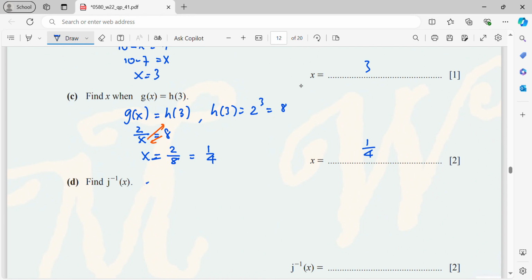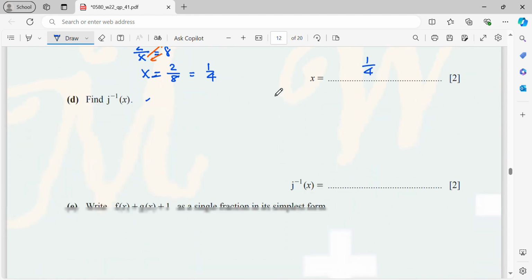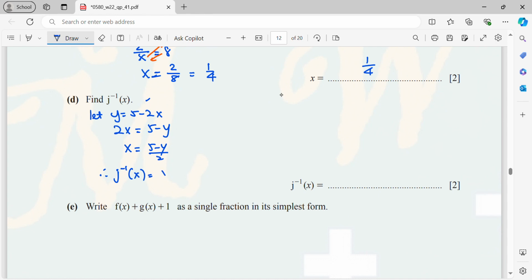Now D, find the G inverse. So, J inverse. Your J is 5 minus 2x. So I will let y equals 5 minus 2x, and now get x as the subject. The minus 2x moves to the left side and becomes positive 2x, and the y moves to the right side, 5 minus y. Therefore x equals 5 minus y over 2. Hence my J inverse is 5 minus x over 2.